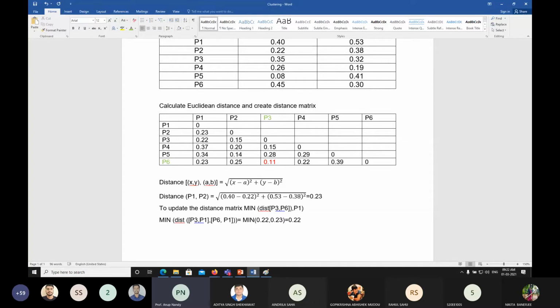Fine. Now you compute it for all the points like this. You have computed for P1, then you have computed for P2, then P3, P4, and P5.